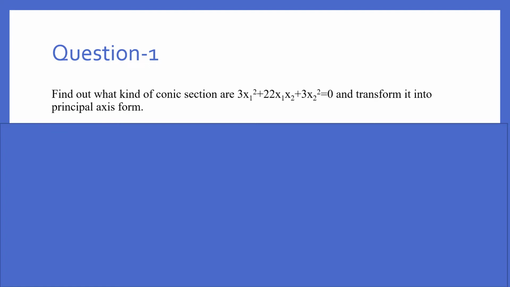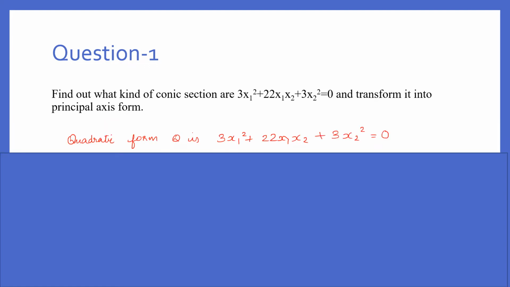So we will start our solution. First we have to write the quadratic form. The given quadratic form is 3x1 square plus 22x1 x2 plus 3x2 square is equal to 0. Based on that quadratic form, we have to create the corresponding coefficient matrix.